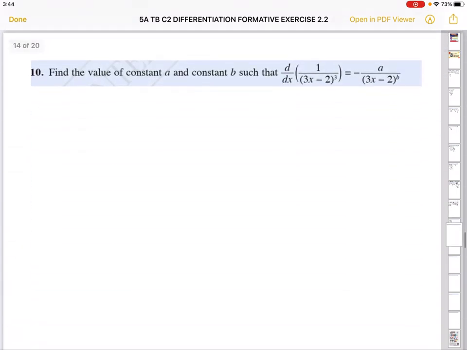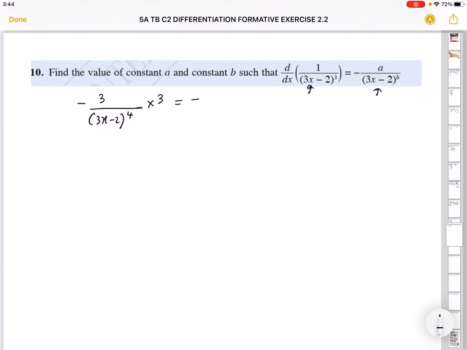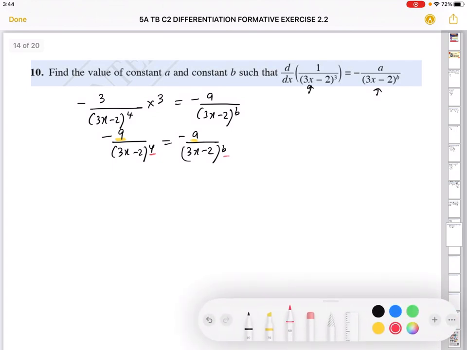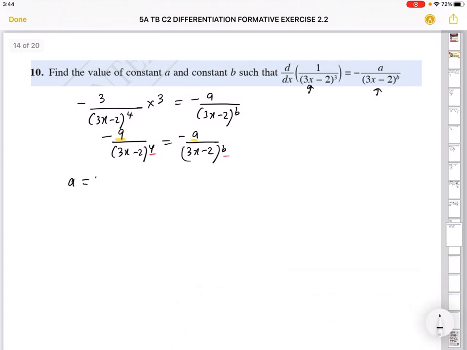Number 10. So we're going to find the value of the constants, given that the result of differentiating this is this. So let's just differentiate as usual. Negative in front, 1 times 3 is 3. Copy the bracket, increase the power by 1, differentiate inside, get 3. I compare with negative a, 3x minus 2 power b. So if you compare this negative 9 with the 3x minus 2 power 4, this negative a with 3x minus 2 power b, we can just compare directly, as in I can compare 9 with a. I can compare 4 with b. So by comparison, I can say a is 9, b is 4.